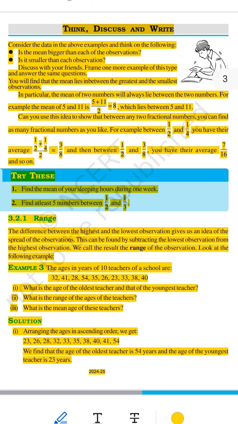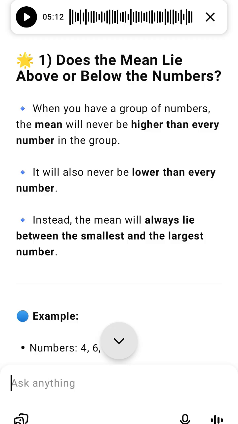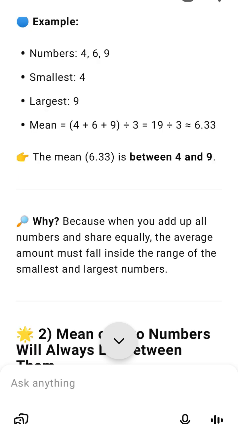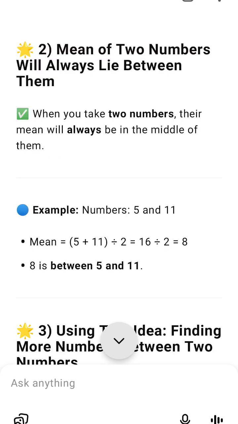Range, what does it mean? The range tells you how much your numbers are spread out. You find it by subtracting the smallest number from the largest number. Formula: range equals largest number minus smallest number.